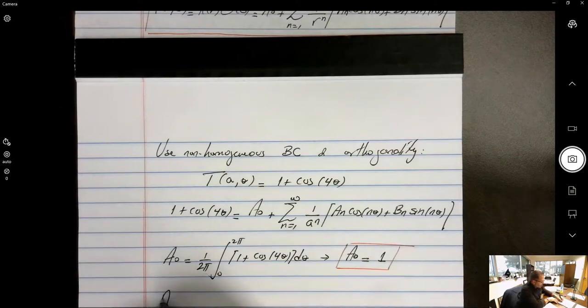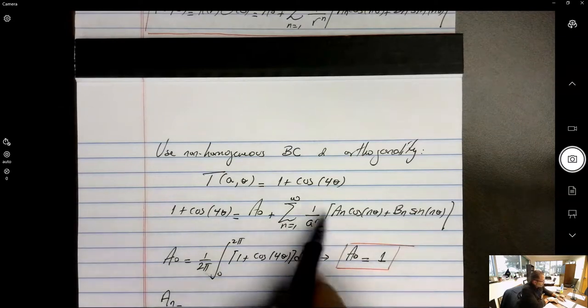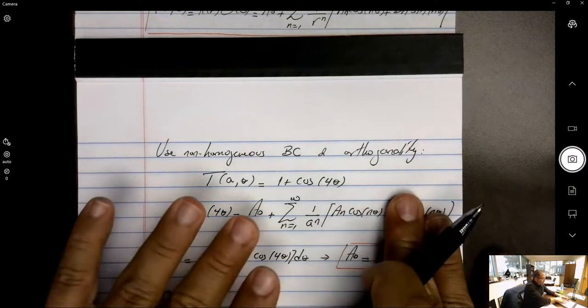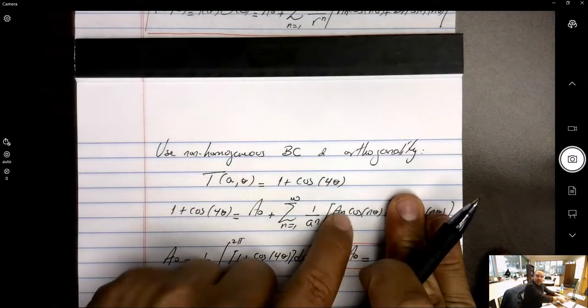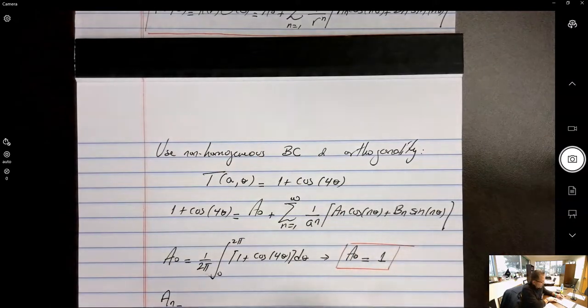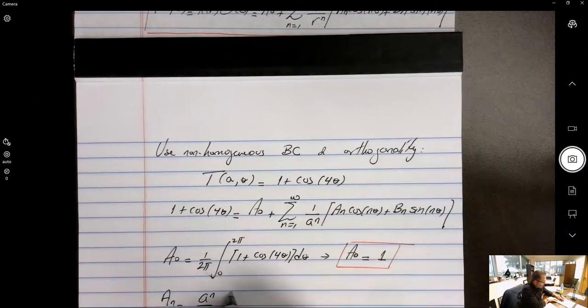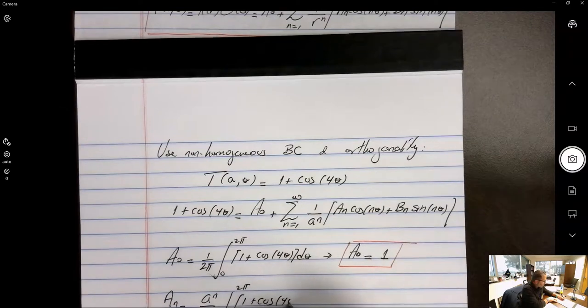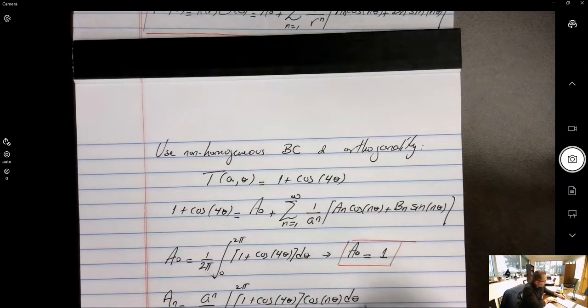Now, multiply both sides by the cosine of n theta. This will get rid of these terms, and then we'll find an. So an is equal to 1 over pi times the integral from 0 to 2 pi of 1 plus the cosine of 4 theta, times the cosine of n theta, which is the eigenfunction, d theta.